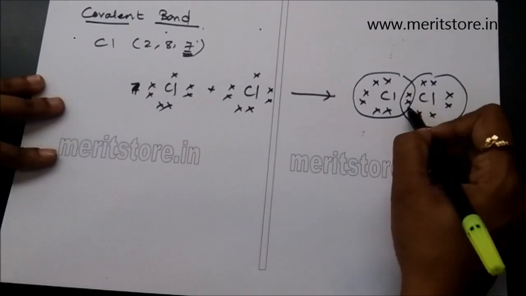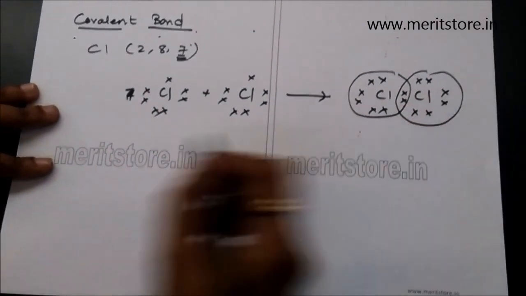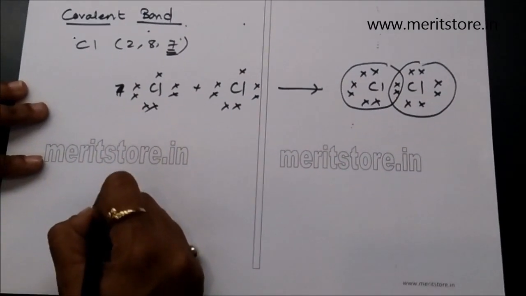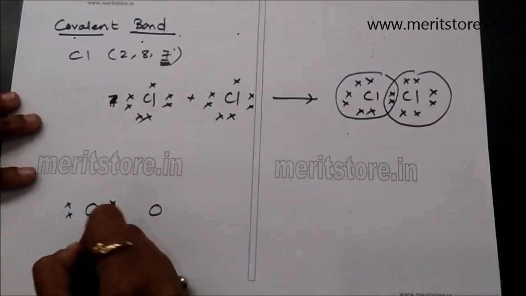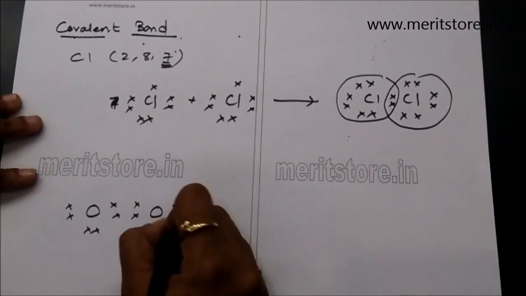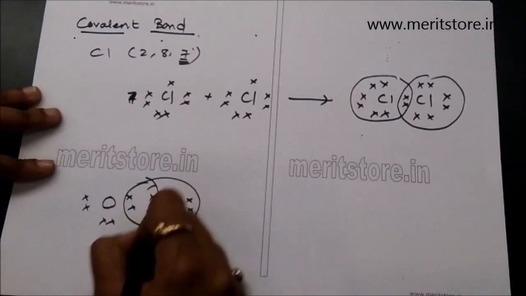Depending on how many electron pairs have been shared between them, the number of bonds formed can vary. For example, oxygen contains a total of 6 electrons in its outermost shell. Here oxygen shares 2 electron pairs between each other to complete their octet.